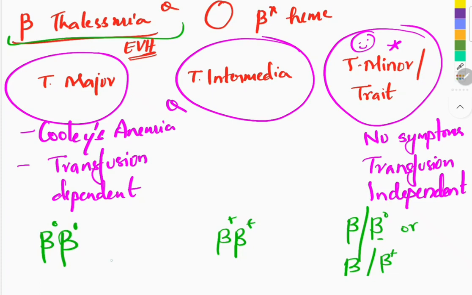I'll write it. Where should I write it? Okay, I'll just write it here. Yeah, pallor. There is going to be jaundice, and then there is going to be splenomegaly. Fine. Now, what about the HB? See, in thalassemia major, it is a very severe condition. The HB is going to be very, very low, like 3 to 5.